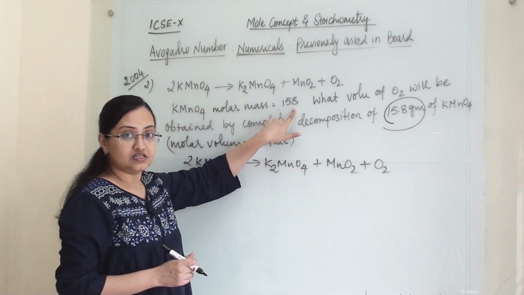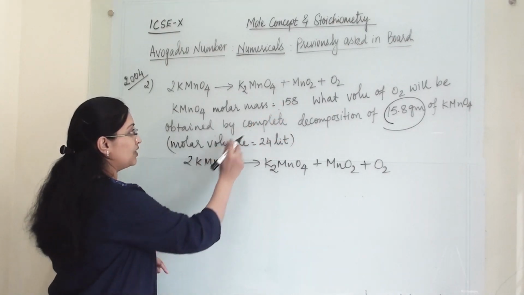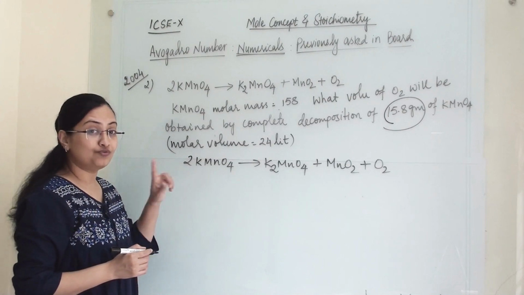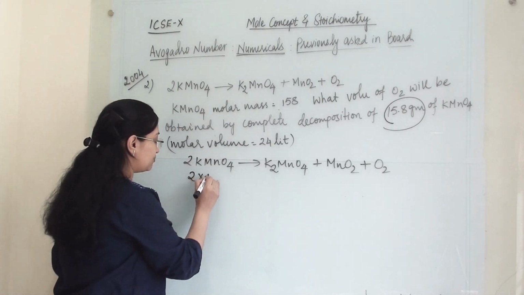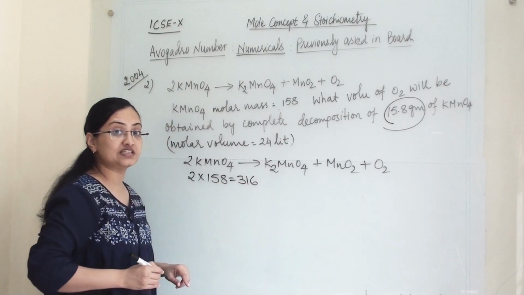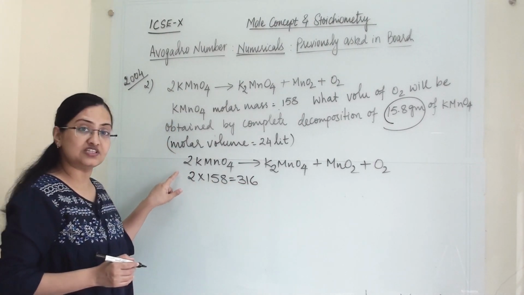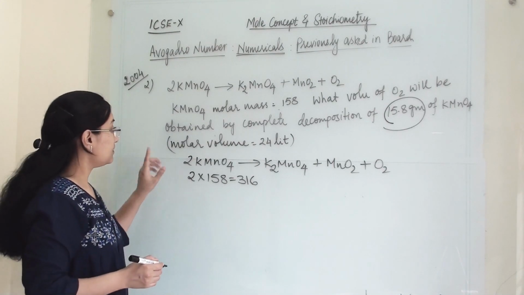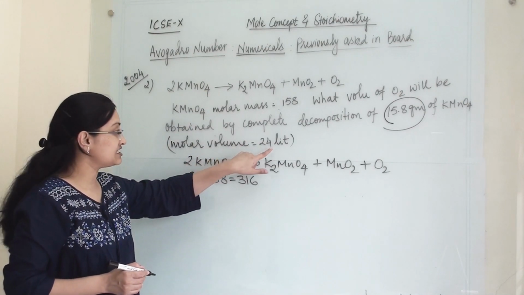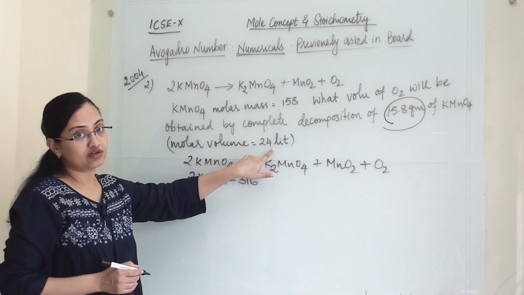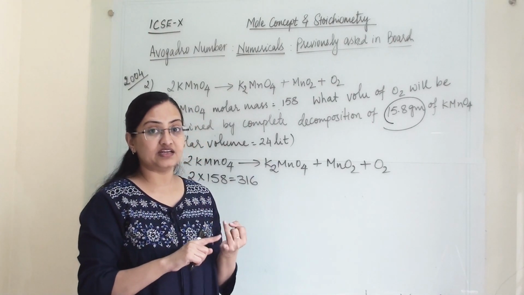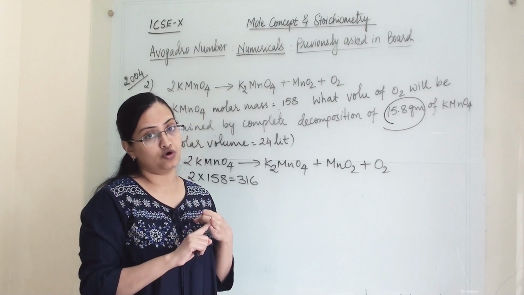Also they have given us molecular mass, that is 158. But here 2 moles of KMnO4 we are using. So we are multiplying that with 158 and we will get 316 molar mass for this equation. Now they have also said that molar volume occupied by oxygen at STP is 24 liter. Now we have molar mass of potassium permanganate and molar volume of oxygen.